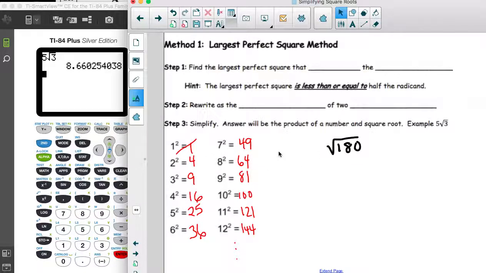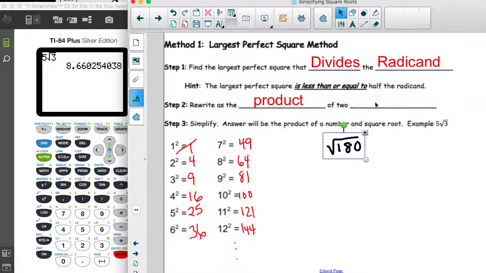and one not, easier. So the first thing we need to do is find the largest perfect square that divides the radicand. Remember, the radicand is whatever's inside the square root. Here's a little hint. It doesn't mean this is the answer, but the largest perfect square is less than or equal to half the radicand. You'll see what I mean by that when we start with the square root of 180. We're going to rewrite this radicand as the product, so multiplication, of the two factors or the square roots. And again, when we do the example, you'll see how we write those two.